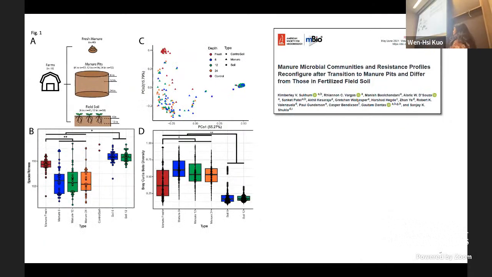Okay, so people have looked at this before, and what you're looking at right now, and I'll walk you through it, is a project that I was on with Kim Sukum. She was a postdoc and instructor in the lab, also a former UPB grad student. We were looking specifically at how manure and its taxa and functional profiles could differ between both fertilized soil and also basically how it was being stored.